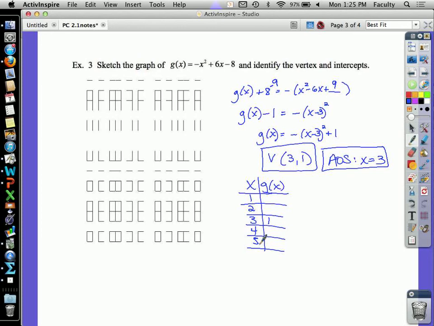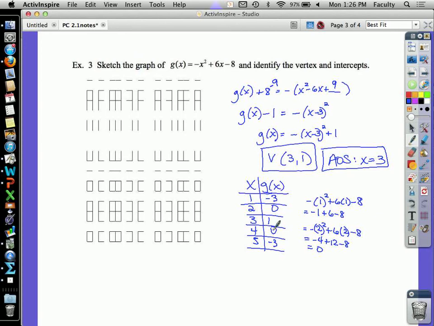I think plugging in 1 might be easier. So this would be a negative, and then my 1 is being squared, plus 6 times 1 minus 8. 1 squared is 1, but it's a negative out front. You can't take that negative in because that's multiplication, and you don't multiply before the exponent. So that's 5 minus 8, which is negative 3. And then let's plug in the 2. So negative 4 plus 12 minus 8. Isn't that 0?